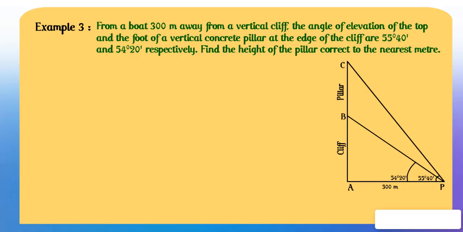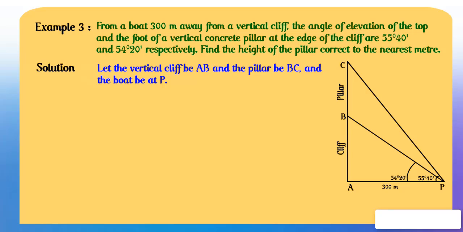Let's take the next example. From a point 300 meters away from a vertical cliff, the angle of elevation of the top and the foot of a vertical concrete pillar at the edge of the cliff are 55 degrees 40 minutes and 54 degrees 20 minutes respectively. Find the height of the pillar correct to the nearest meter.